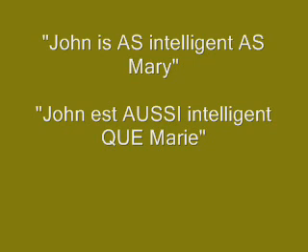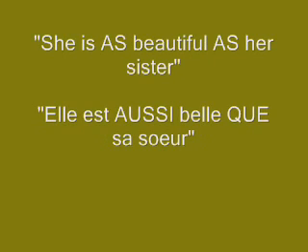Another example with an adjective: she is as beautiful as her sister. Again, the main focus here is beautiful, right? In French, it will be elle est aussi belle que sa sœur. So we have the adjective belle, which is placed between aussi and que.